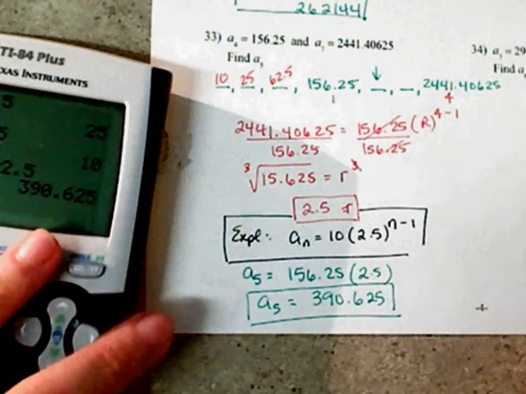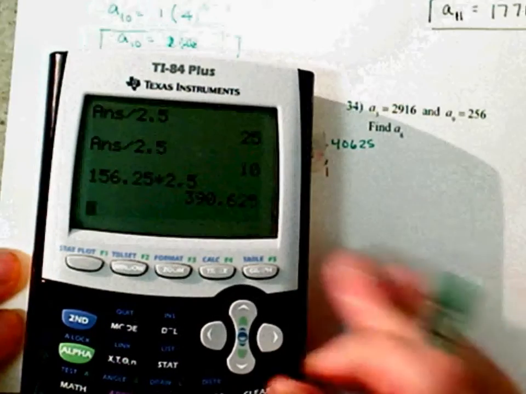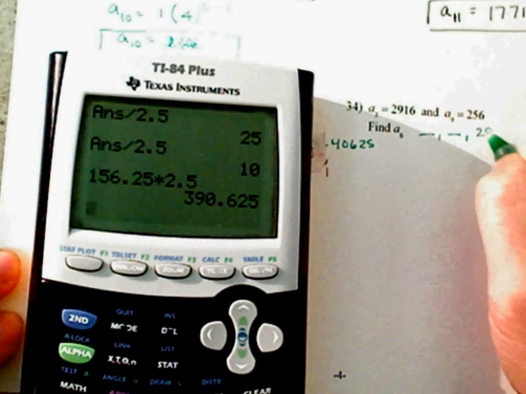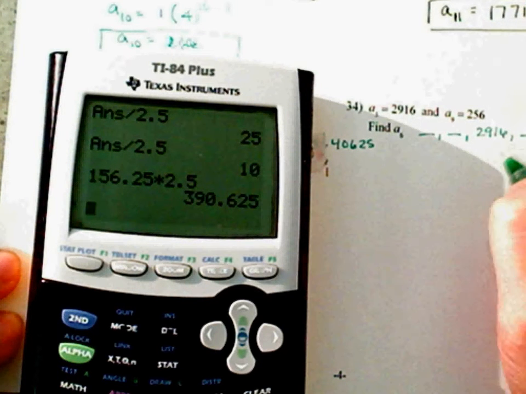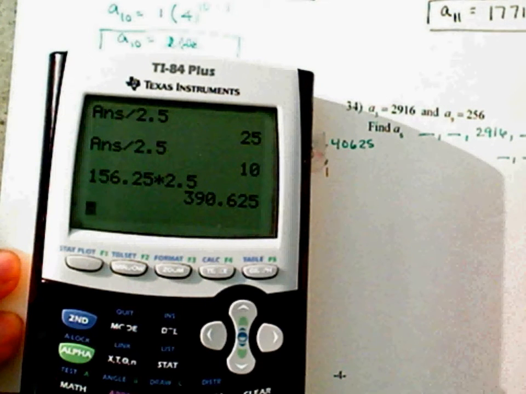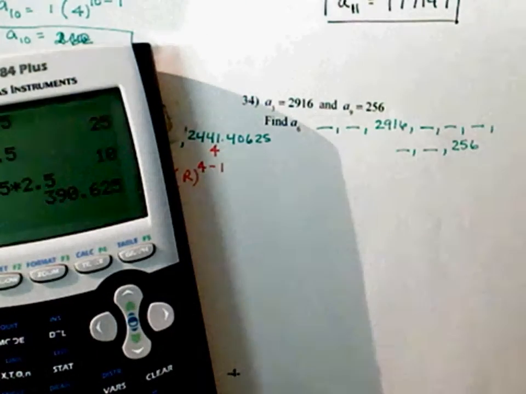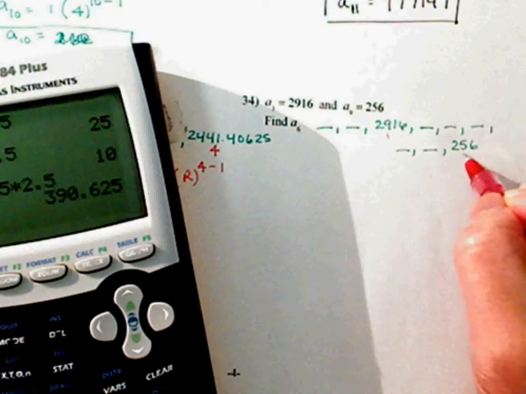34. Okay, same scenario. All right. Don't know first, don't know second. Third is 2916. Fourth, fifth, sixth, seventh, eighth, and ninth. Okay. Make this one your first. 2, 3, 4, 5, 6, and this one your 7. So you can go find R.